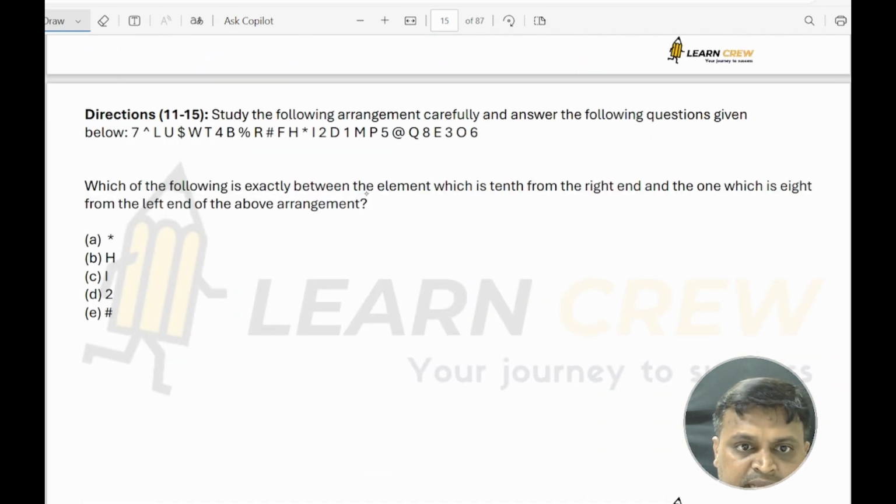Now 14.1. Which of the following is exactly between the element which is the 10th from the right end and the one which is the 8th from the left end? So 1, 2, 3, 4, 5, 6, 7, 8, 9, 10. And 8 from the left end. 1, 2, 3, 4, 5, 6, 7, 8. Between, in this, 1, 2, 3, 4, 5, 6, 7, 8, 9, 10, 11. In this 11, the sixth one. Sixth one means 1, 2, 3, 4, 5, 6. So H is the middle one.